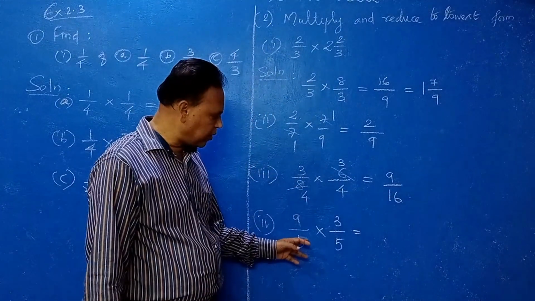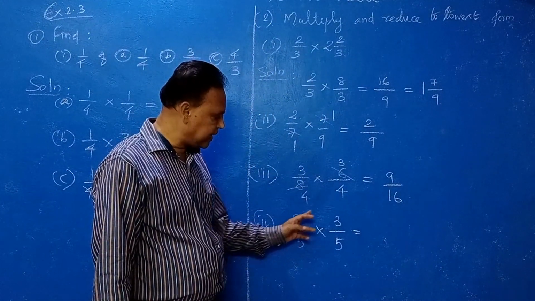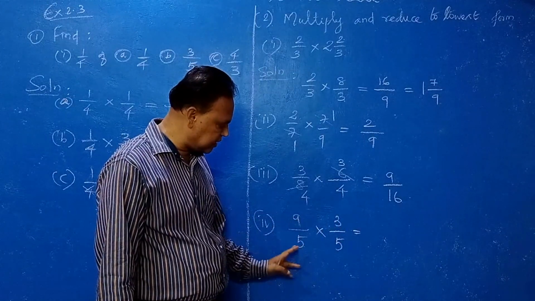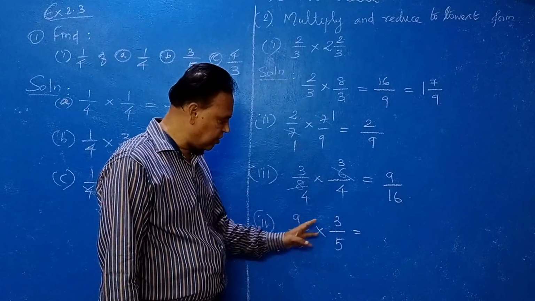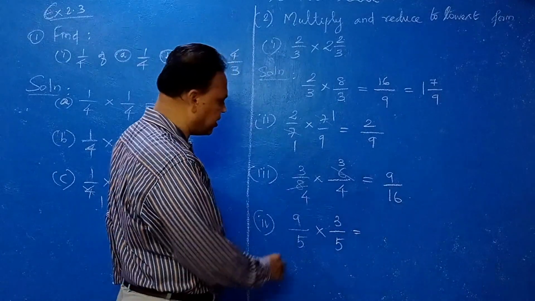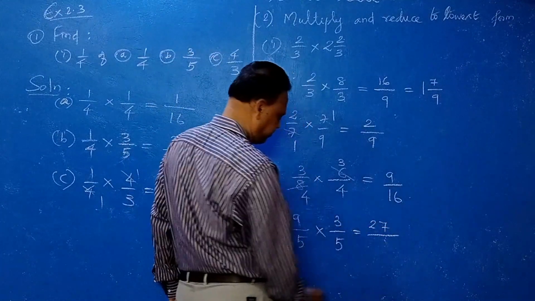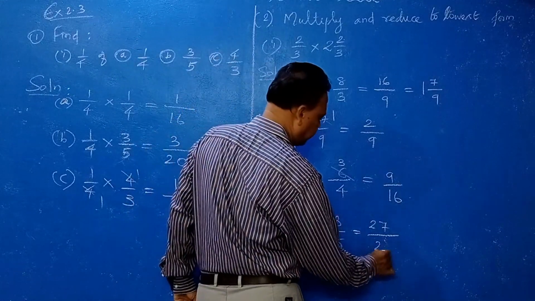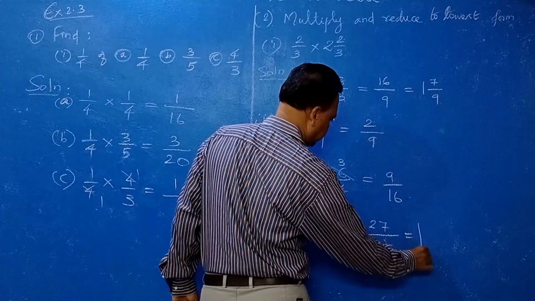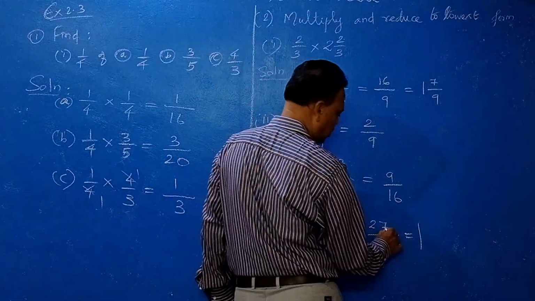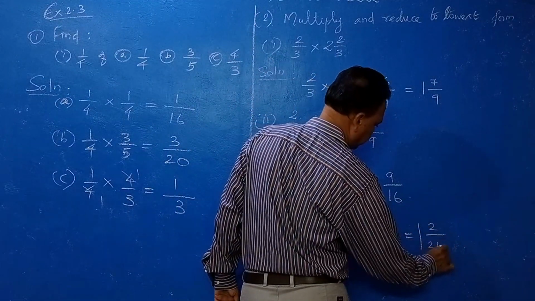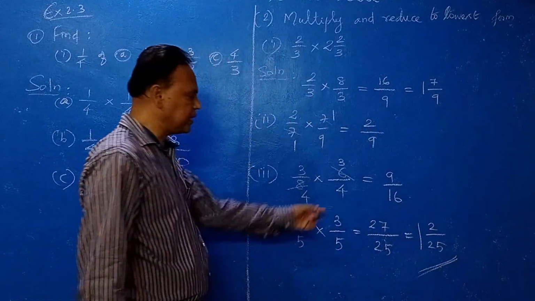Okay. You see this problem. Numerator into numerator, we cannot simplify the numbers at all. So numerator into numerator multiply means 27 by denominator into denominator 25. How many times will it go? One time. So the remainder is 2. 2 by 25. Change into a mixed fraction.